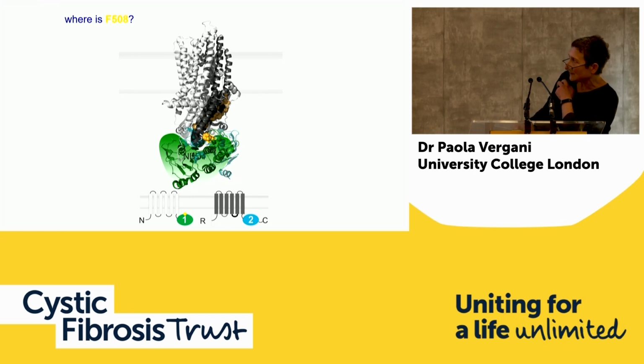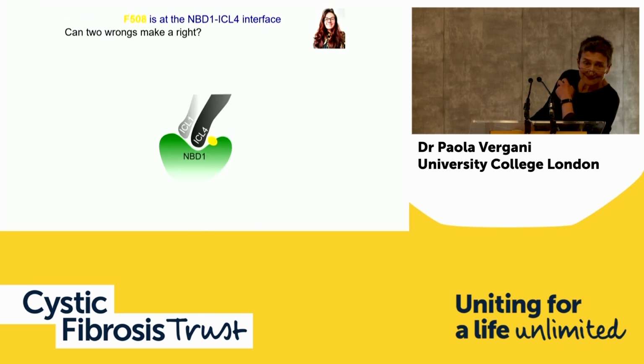Focusing on this joint, Stella Prince, another PhD student funded by the Cystic Fibrosis Trust in my lab, asked the question, can two wrongs make a right? If we have the F508del mutation, can we introduce a different mutation in ICL4 so that we rescue, at least partially, the defects of delta F?